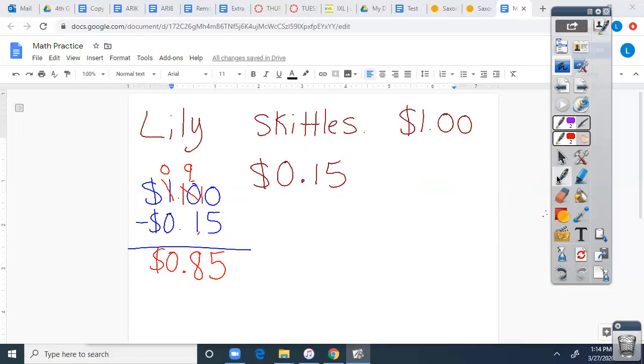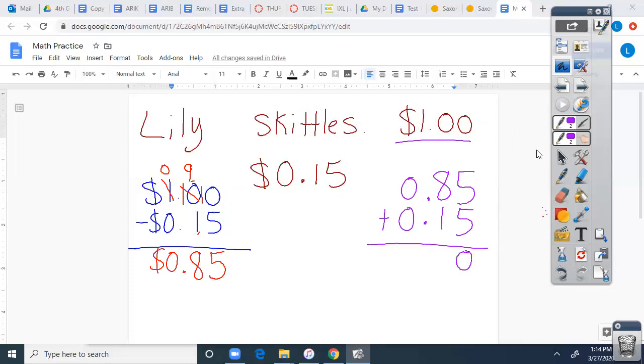Okay? So if we wanted to check this answer, we would just add, right? So Lily had $1. The Skittles cost 85 cents, and the cashier gave her 15 cents back. So if I add these together, I should get $1, right? Because that's how much she had. 5 plus 5 is 10. 1 plus 8 is 9. Plus 1 is 10. $1. Okay? So those kinds of problems you will see on your homework as well as the test on Friday.